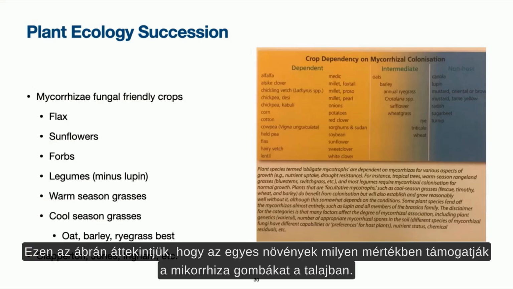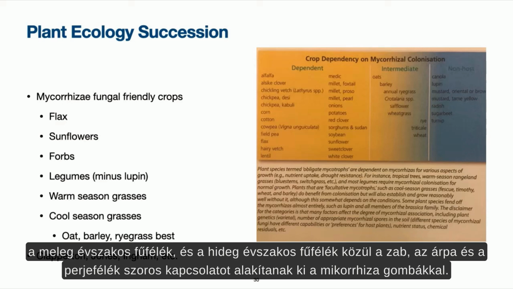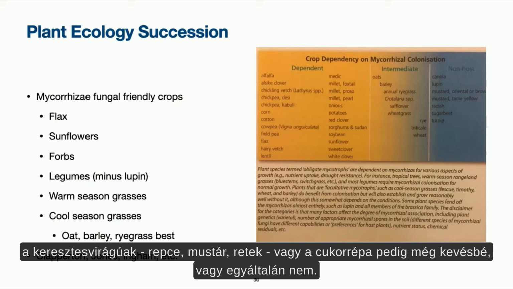So our mycorrhizal fungal-friendly crops. As we start looking at which ones are friendly and which ones aren't, the quick rundown is your flax, sunflowers, forbs, legumes, minus the lupin, your warm season grasses, and your cool season grasses, in particular your oats, barley, and your ryegrasses. Those are the ones that are going to rely heavily on your mycorrhizal fungi. When we deal with rye, the brassicas, beets, things like that, they're less reliant and maybe zero reliant on mycorrhizal fungi.